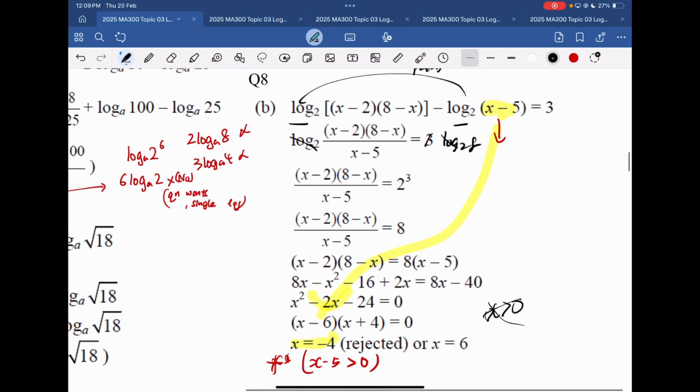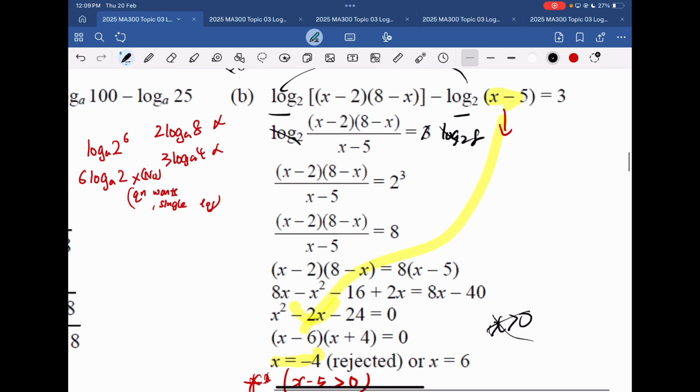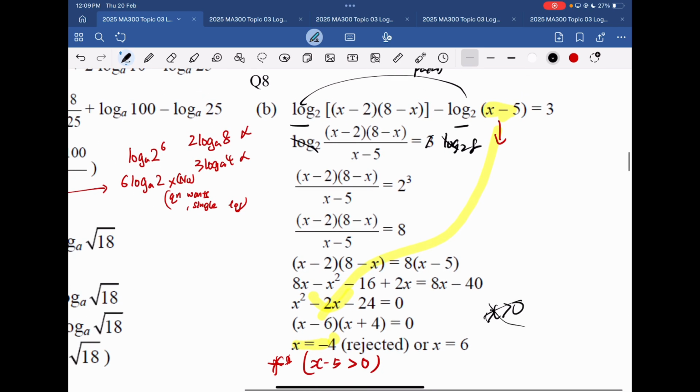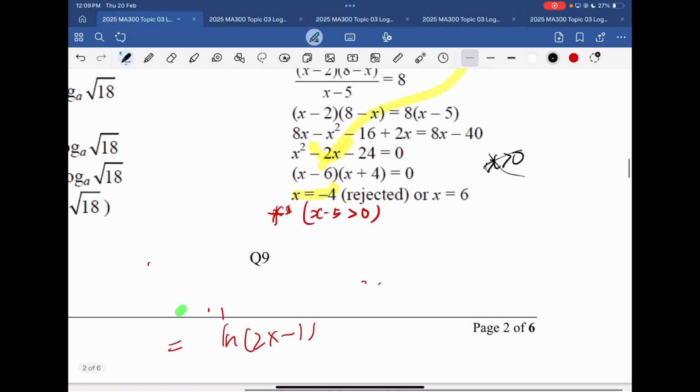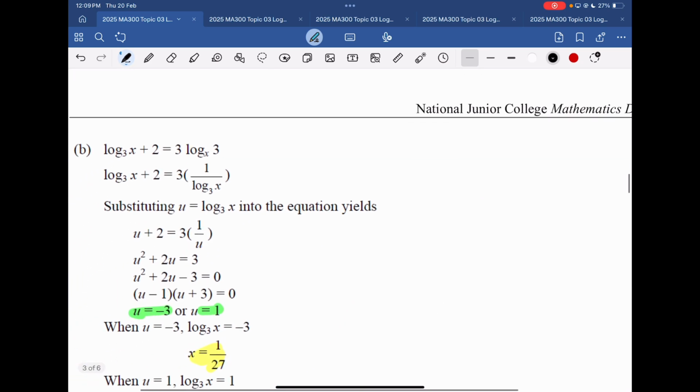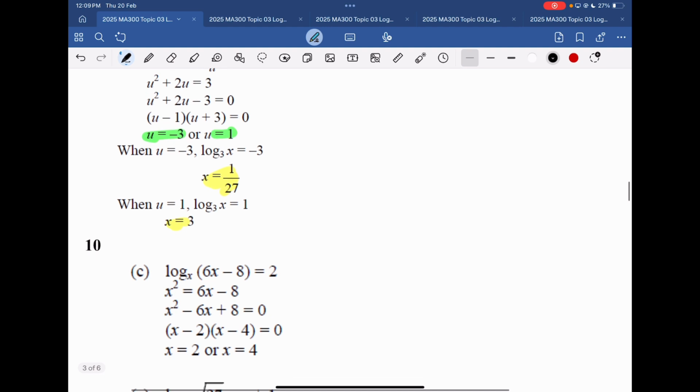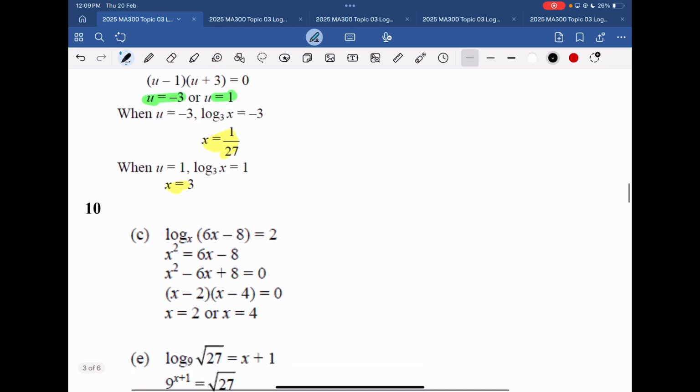And I just want to ask you, if you were a math teacher, would you set a question like 8B where you can test students how to reject answers? Or will you test a question like 10C where everything can be taken? Which one will you test? If you want to test for students' understanding, will you test 8B or 10C?